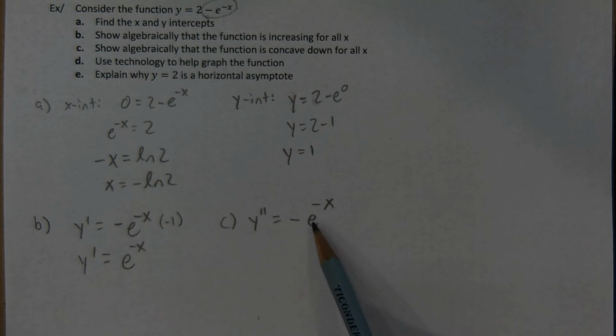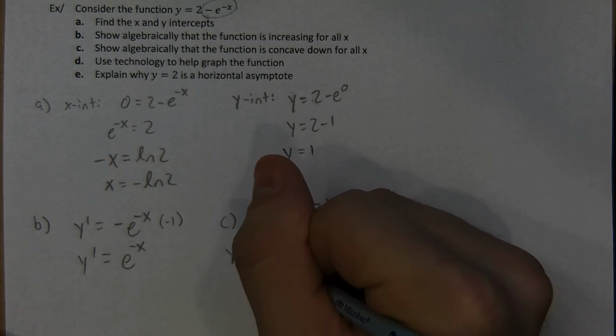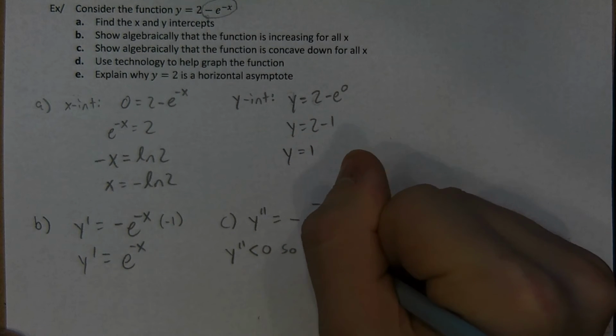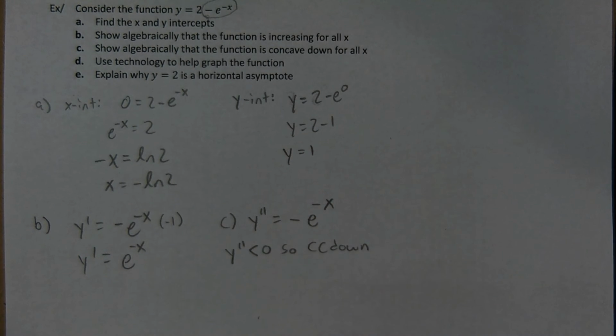I mean, e to any power is always going to be positive, but then you throw this negative sign in front of it, and, well, you've just shown that y double prime is negative. And since y double prime is negative, this is concave down. Y double prime less than 0. So, concave down. I'm being lazy with the abbreviation, concave. I shouldn't do that, but, you know.